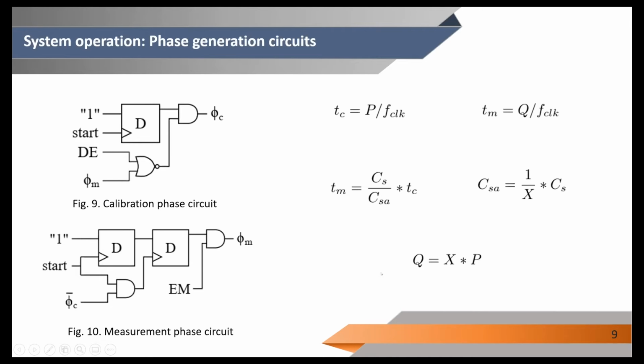The system output is generated from the subtraction of the calibration count value P and the measurement count value Q, which is performed by using the counter in descending mode for the calibration phase and in ascending mode in the measurement phase. Since the output digital word is generated from the difference between the calibration and measurement phase times, the system performs an indirect time to digital conversion.